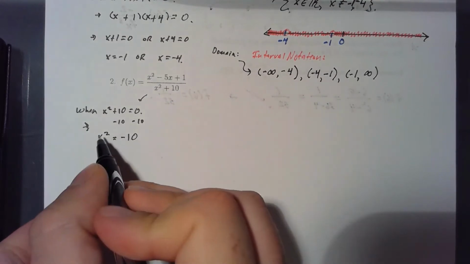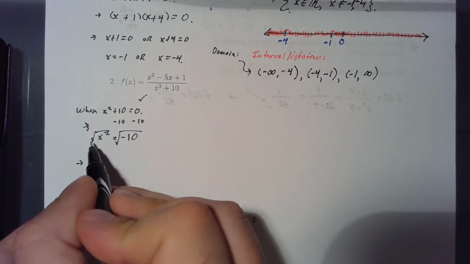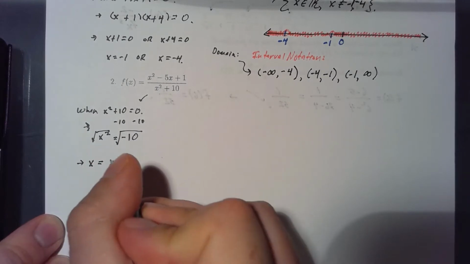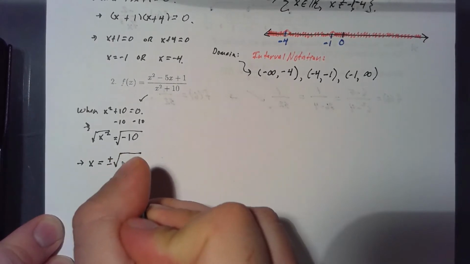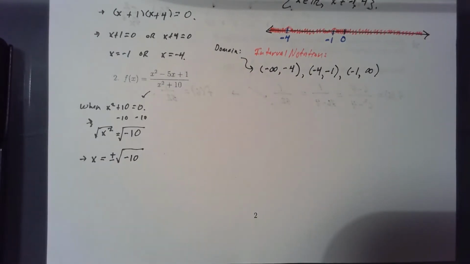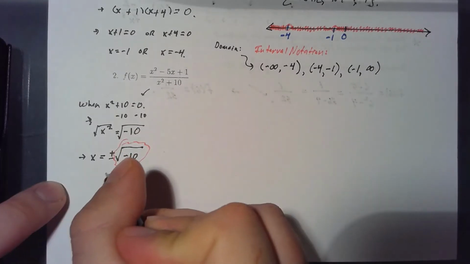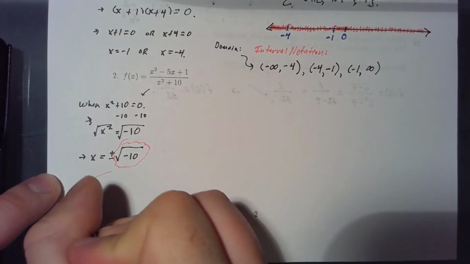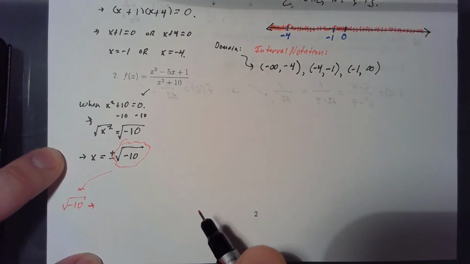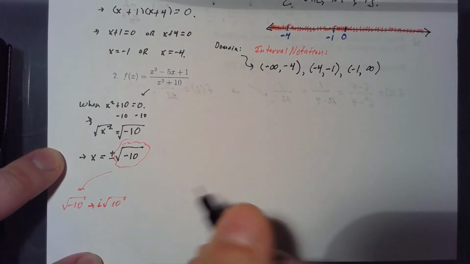Now what do I do? Take the square root of both sides. So the square root of x squared is going to cancel, and then since I took the square root, I got to put a plus or minus out front. Plus or minus the square root of negative 10. Uh-oh. I want to simplify this. Let's do that. So since that's negative, I can factor out what? I could factor an i out, and I have i square root of 10.